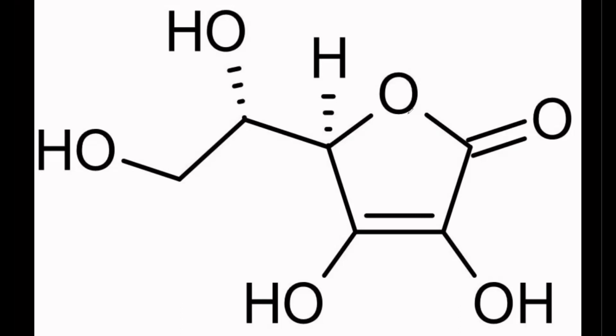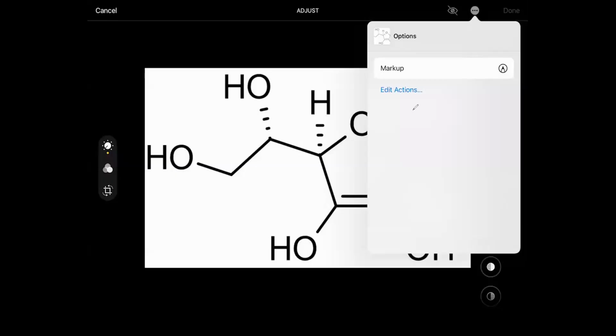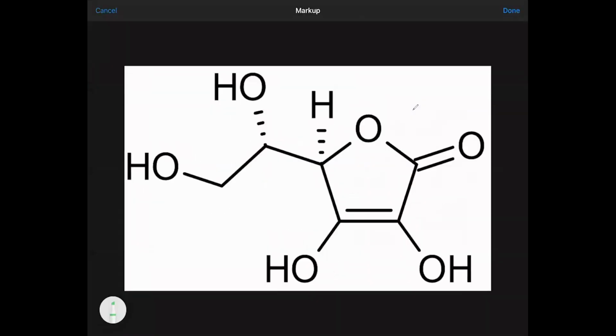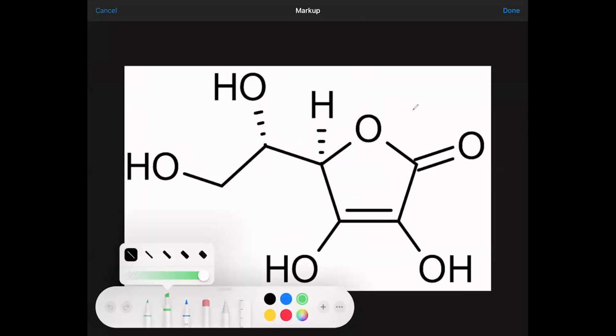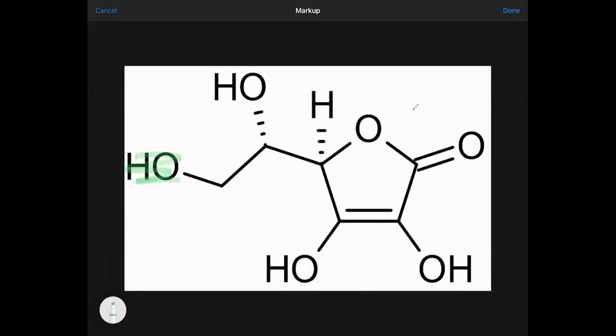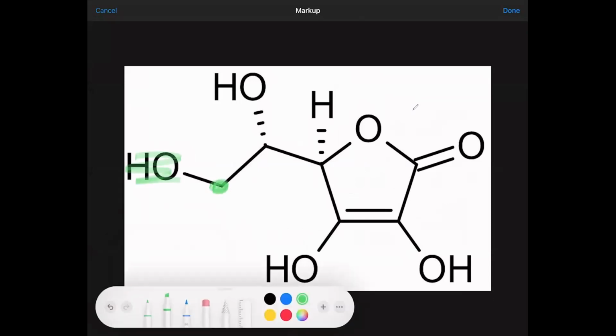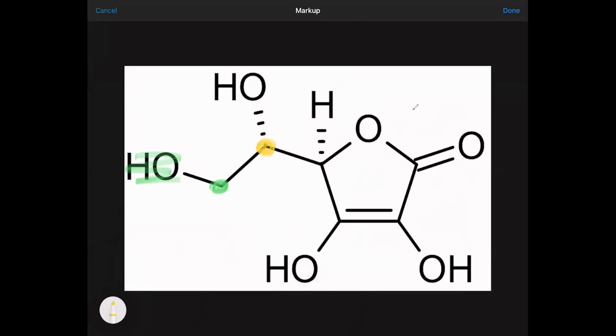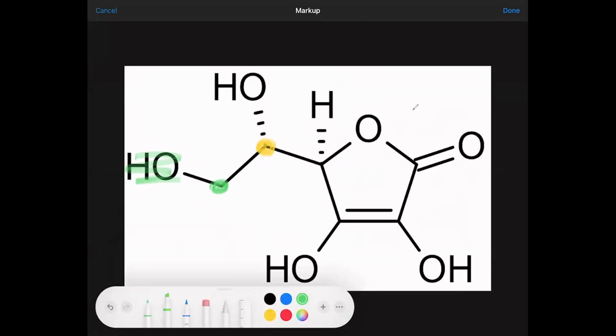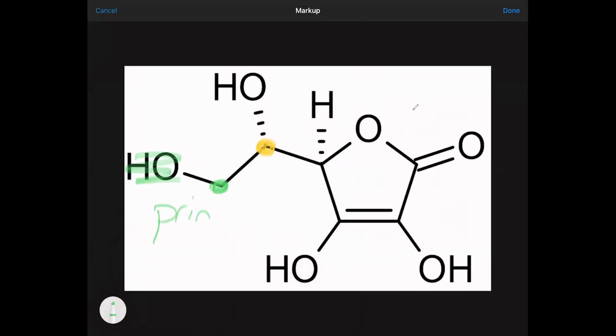I'll show you an example of that just now. Also, if you have a look at this one quickly, this is ascorbic acid. This is just vitamin C. If you look at this OH here, it's attached to that carbon, and that carbon is only attached to 1 other carbon. So we would consider this one here a primary alcohol.